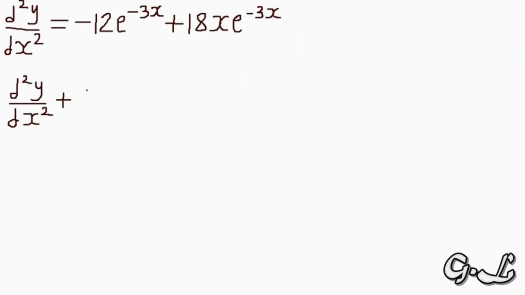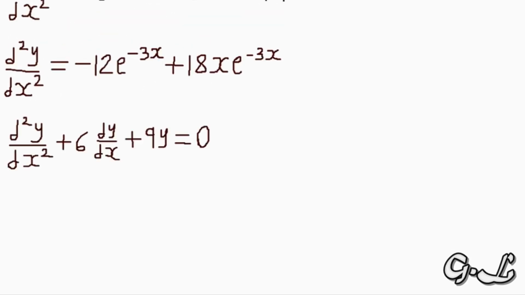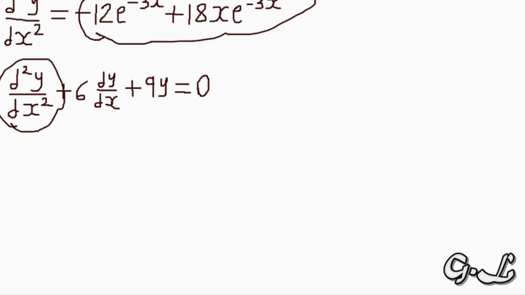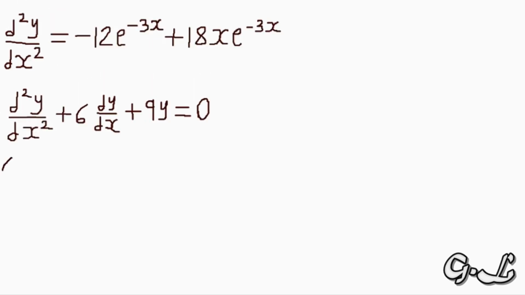We are told that the expression is d2y dx squared plus 6 dy dx plus 9y is equal to 0. So the next thing you need to do is simply substitute d2y dx squared and dy dx with what you found. d2y dx squared, we found it as negative 12 e to the negative 3x plus 18x e to the negative 3x. So we are going to replace that.